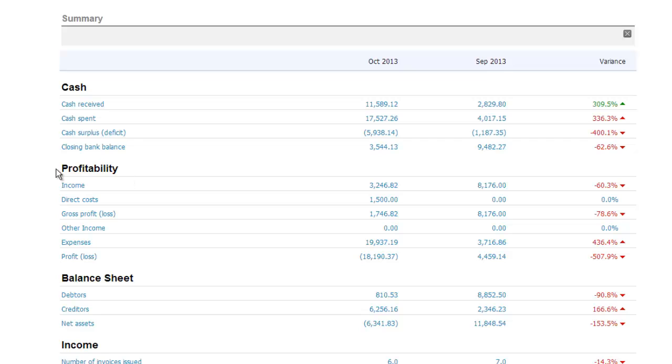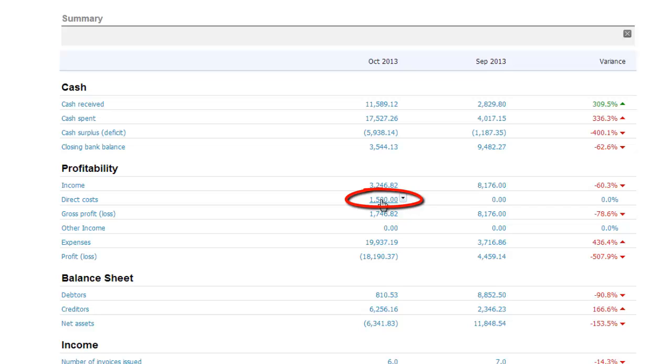This next section, profitability, deals with accrual basis. So income has been recognized. You can see that we had $11,000 of cash received, but we only booked $3,200 of income. So that means either some past receivables were paid, which we could investigate on another report to find out, or maybe there was some kind of contributions into the business.